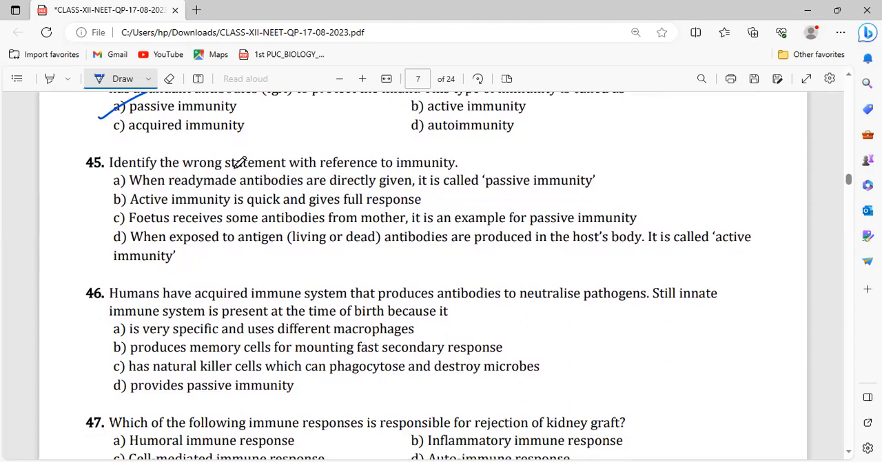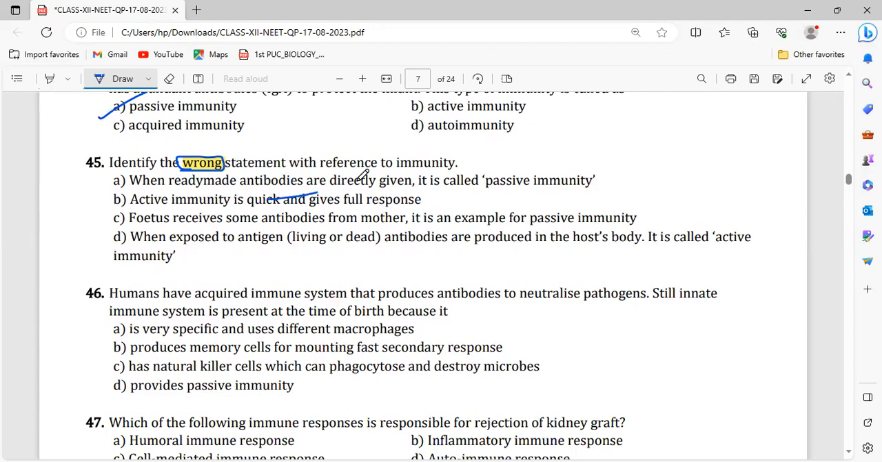Then 45, identify the wrong statement. In such cases, highlight the word wrong statement when you see the question, so that the chances of going wrong will be very less. This is where the majority of students go wrong. They just see the options without reading the question, and finally they make some mistake. So highlight this term, circle it or round it off, do something for that word. They are asking for the wrong statement. So one by one we shall see.